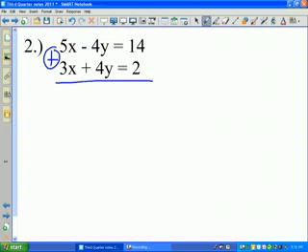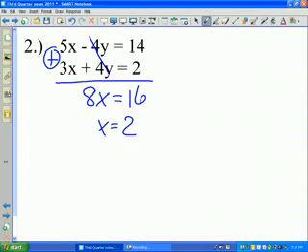Okay? Please refer to your notes just in case when you do your homework assignments. So if I'm adding, I have 5x plus 3x. That gives me an 8x. My y's are going to cancel out, give me 0. Then I have 14 plus 2, which gives you my 16. Okay? That's why I want to put that plus sign there to use as a reminder. So if 8x equals 16, that means x equals 2.